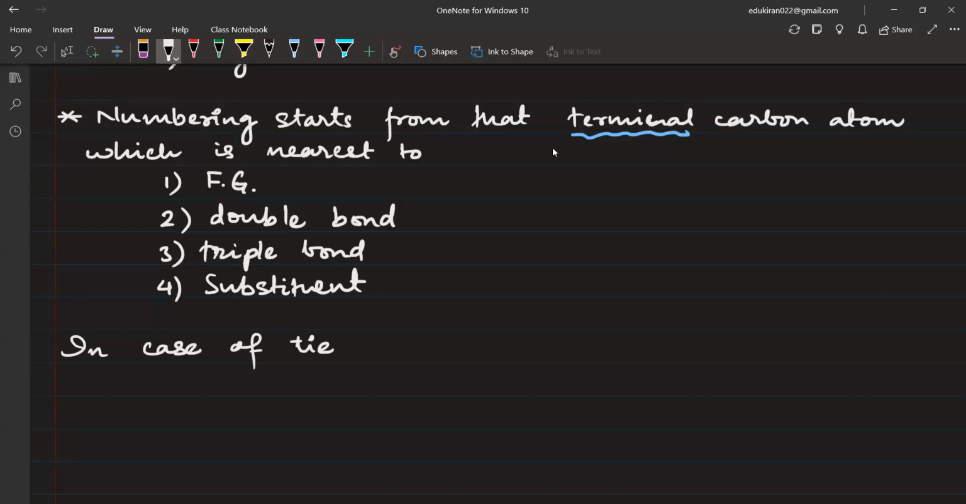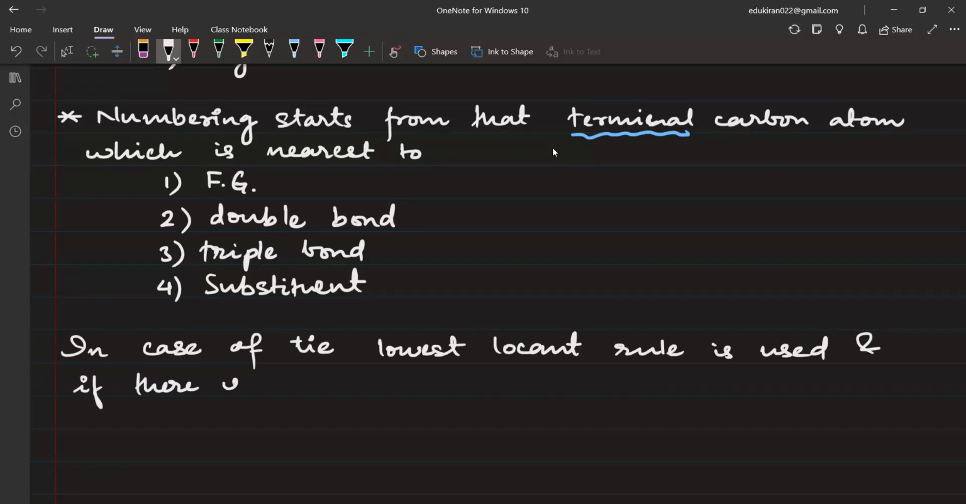In case of a tie, that means when you are numbering and there is a tie, lowest locant rule is used. And if there is still a tie, then we number according to alphabetical order.